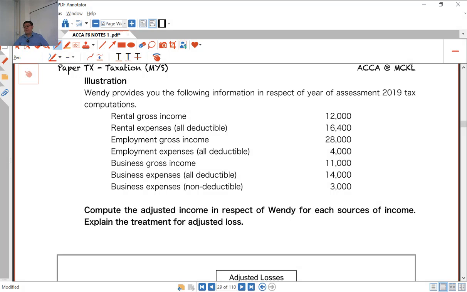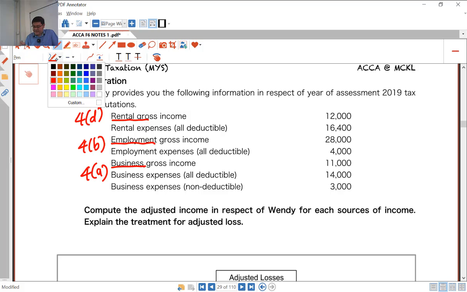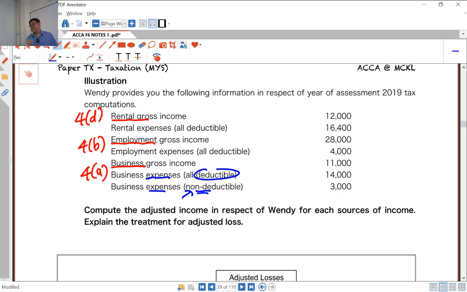Now, it says here that Wendy provides you the following information for 2019. This is the list of incomes that she has. She has a rental source, and rental is under 4D. She has employment, that's 4B. She also has business, that's 4A. In business here, I make it a bit more detailed. I say that there are expenses that are deductible, and there are expenses that are not deductible.